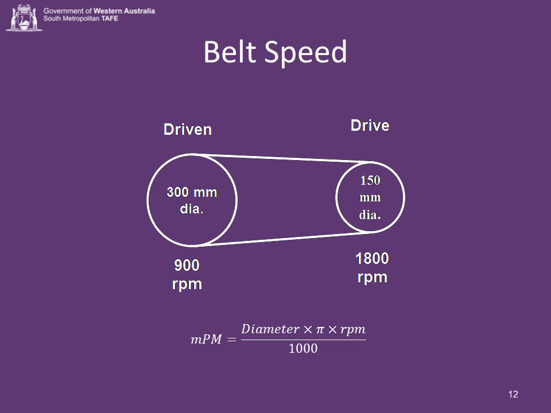In order to calculate the speed of a belt in meters per minute, the following information is needed: the diameter of the sheave that the belt is riding on, and the shaft RPM of the sheave. With this information, we can use the formula, and we find that the answer is 848 meters per minute.